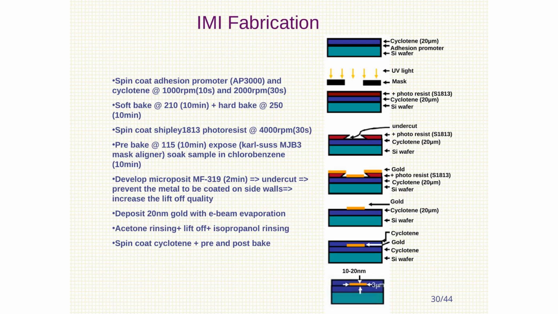Cyclotene is applied on a silicon wafer using an adhesion promoter, followed by spin coating at 1000 revolutions per minute for 10 seconds and 2000 revolutions per minute for 30 seconds. Soft and hard bakes are performed at 210 degrees Celsius and 250 degrees Celsius, respectively.